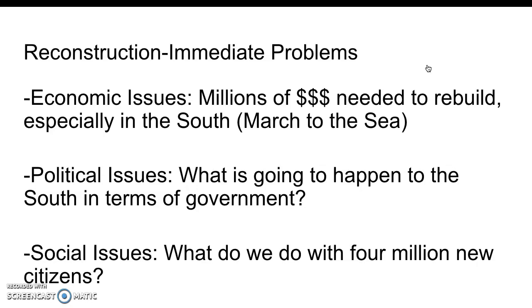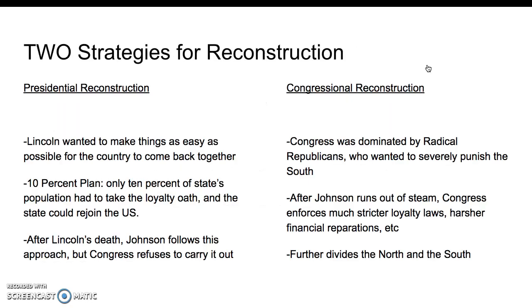And then social issues. We just have 4 million freed slaves. What do we do with them? That's the biggest single day of immigration in American history. 4 million new citizens. What are we going to do with them? How do we take care of them? How are they going to take care of us?